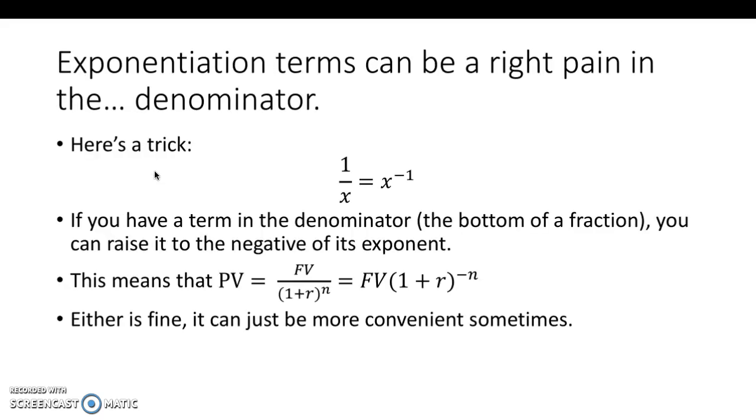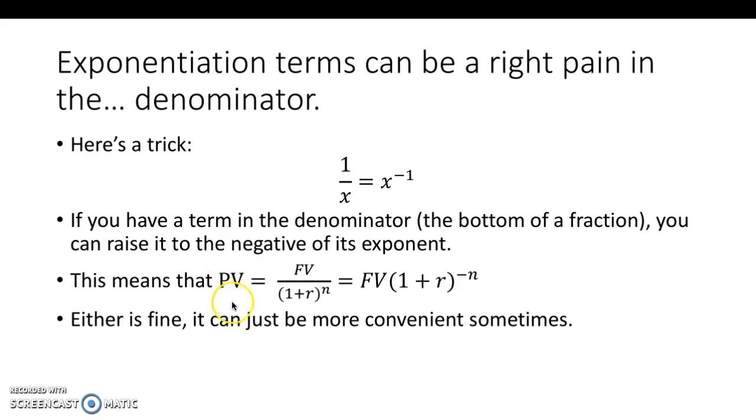Now, exponentiation terms can be a pain in the denominator. So here's another trick. 1 on x is the same as x to the minus 1. That's handy. If you have a term in the denominator at the bottom of the fraction, you can raise it to the negative of its exponent.